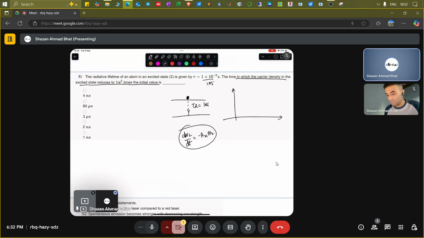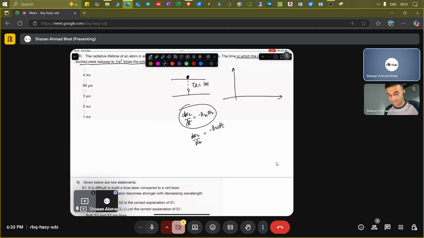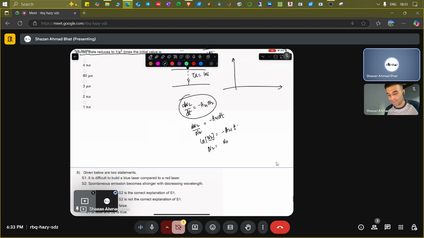So you can basically solve it. You can write dn2 to be equivalent to minus a21 dt divided by n2, and you get ln of n2 minus a21 t. You get n2 to be equivalent to some n naught. When you apply the integration and the limits, you get n2 over n naught equal to e to the power minus a21 into t. So this is the exact form you get.